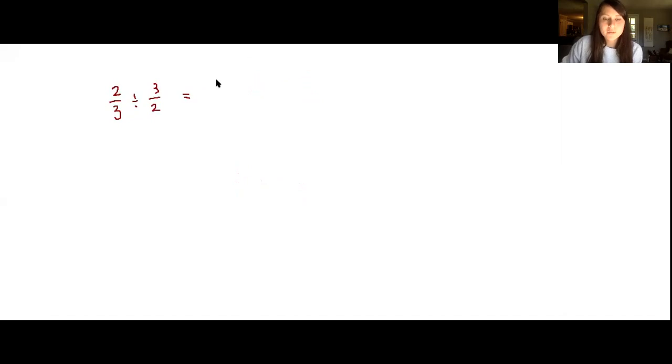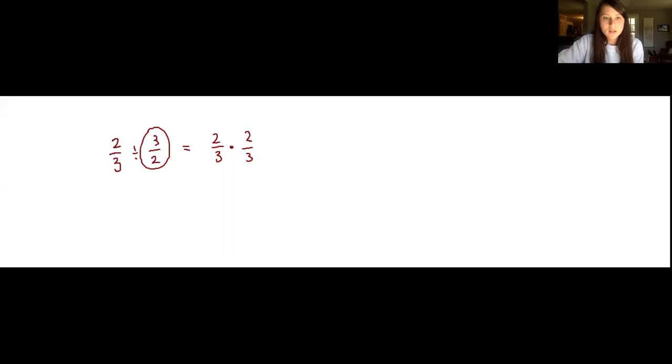So when we divide a fraction, we multiply the inverse of what's being divided, meaning this would become 2/3. And then we would just work it out as a multiplication problem. So this would be 4/9.